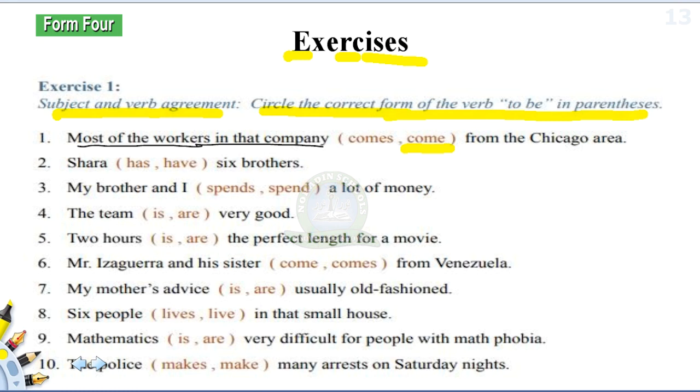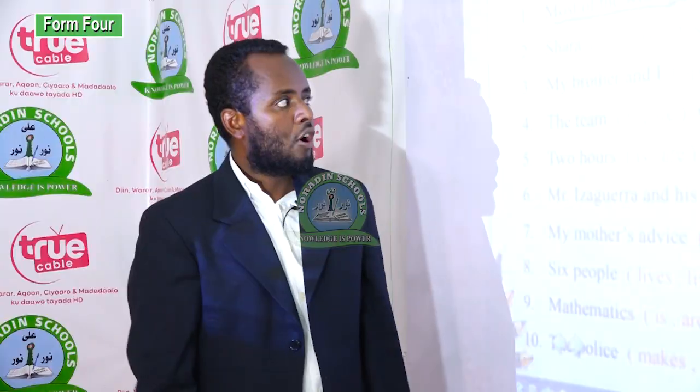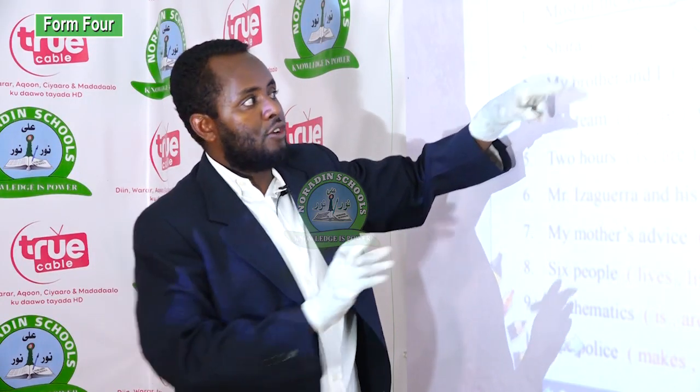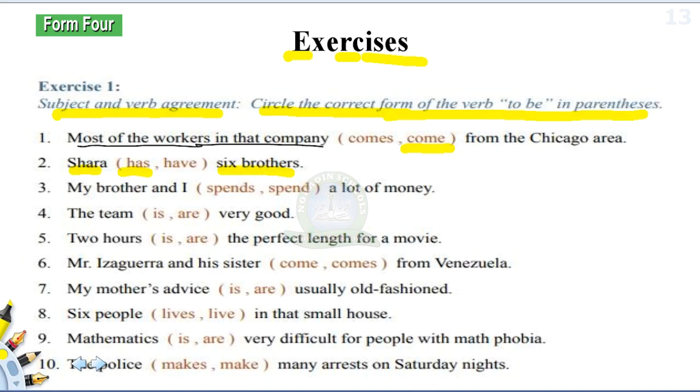The next one: Sarah has or have 6 brothers. Sarah is singular, so we're going to use has. Sarah has 6 brothers. My brother and I, a compound subject joined by and.